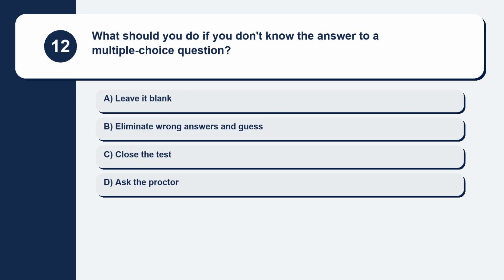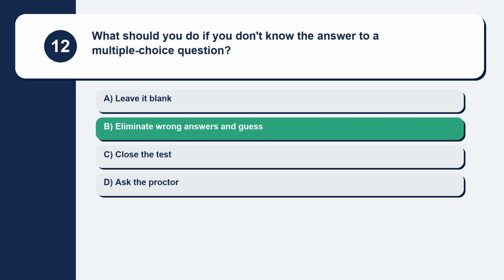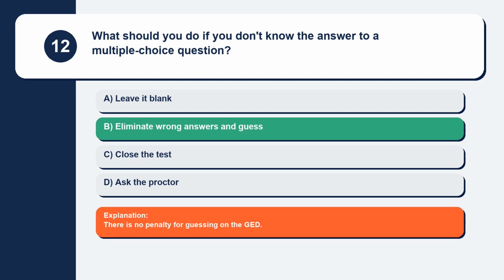Question 12. What should you do if you don't know the answer to a multiple choice question? Leave it blank. Eliminate wrong answers and guess. Close the test. Ask the proctor. There is no penalty for guessing on the GED.